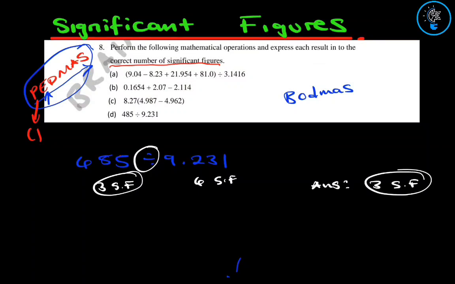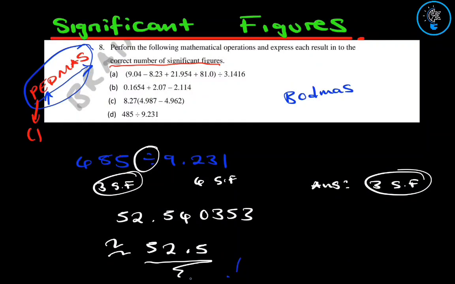Now that we've established that, we can punch that into our calculator. It will be 485 divided by 9.231, and your answer will be 52.540353. This has to be rounded off to 3 significant figures, so it's 52.5 as your solution. Remember, it has 3 significant figures. So that's how you answer questions of this kind.